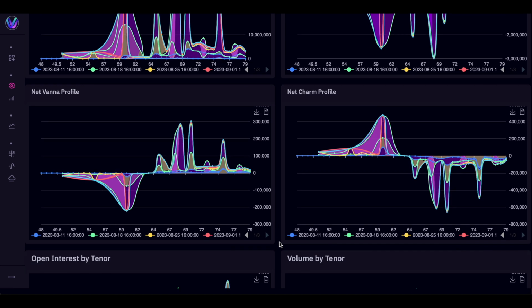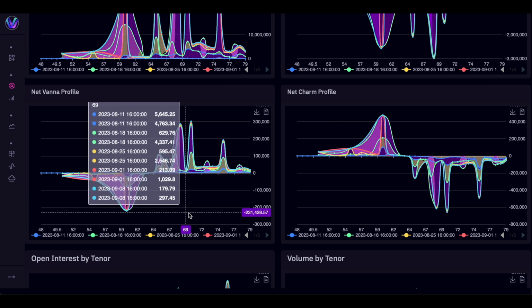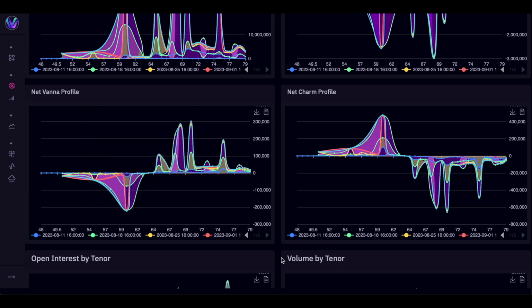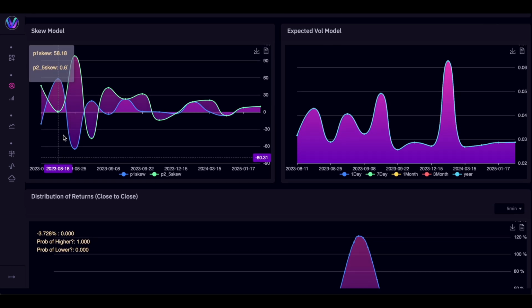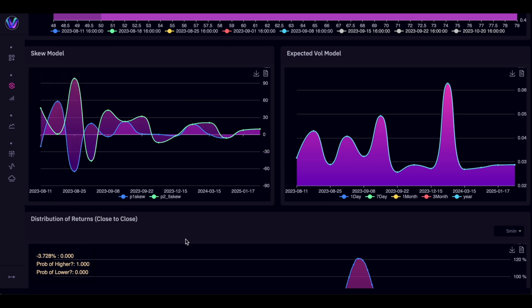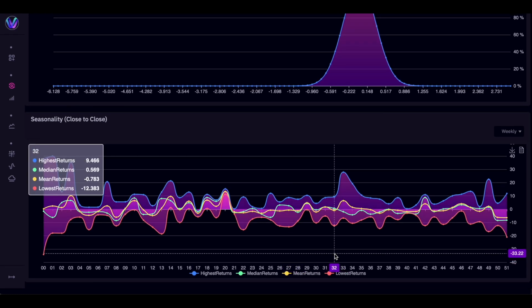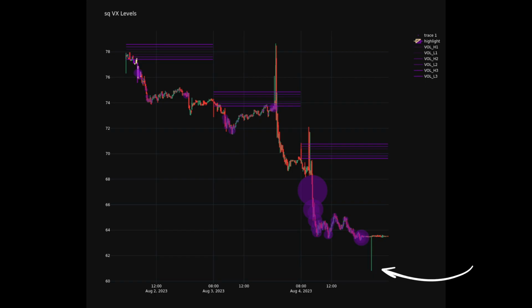Moving down to our Vanna profile, we have peak negative at 60 and peak positive at 70. Moving down, we have our P1 skew, which is slightly negative for the week. Here is our weekly seasonality for Square for the week ahead. Lastly, we have the VX levels for Square. One thing to note is the phantom wick down to 60, which is ideally where we want to look to long. That's it for this week.